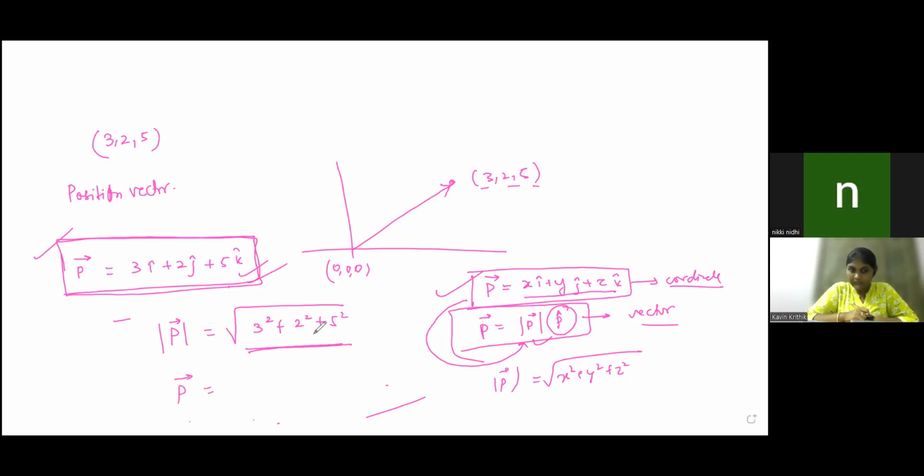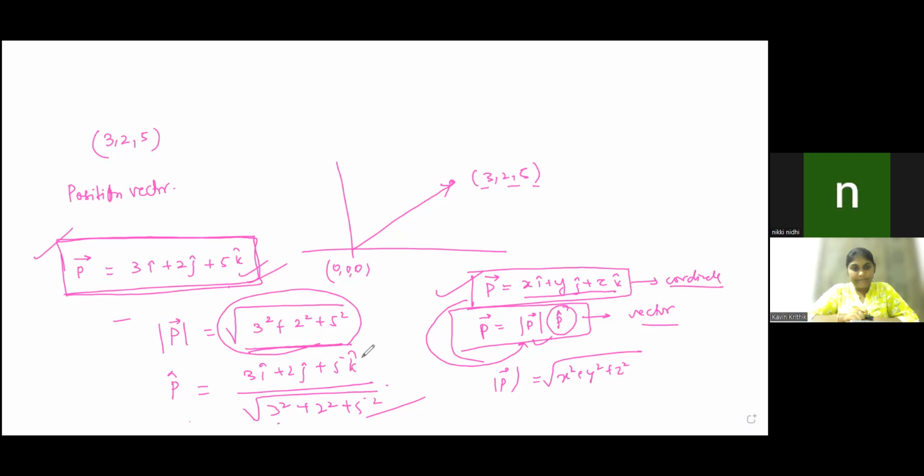That is, P vector is equal to whatever this comes, 3i plus 2j plus 5k divided by root over 3 square plus 2 square plus 5 square. Correct? This will be P cap, the vector form. Now the total vector will be magnitude of this times this. When you multiply, the denominator cancels and you get the coordinate form back. Understood this? Yes, sir.